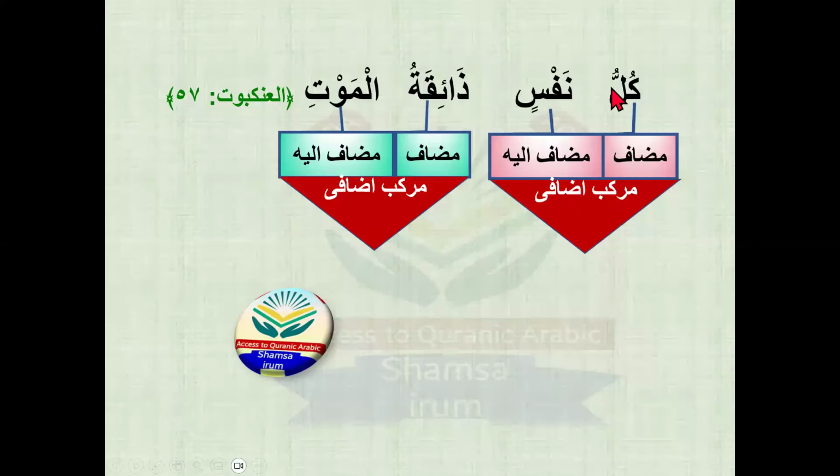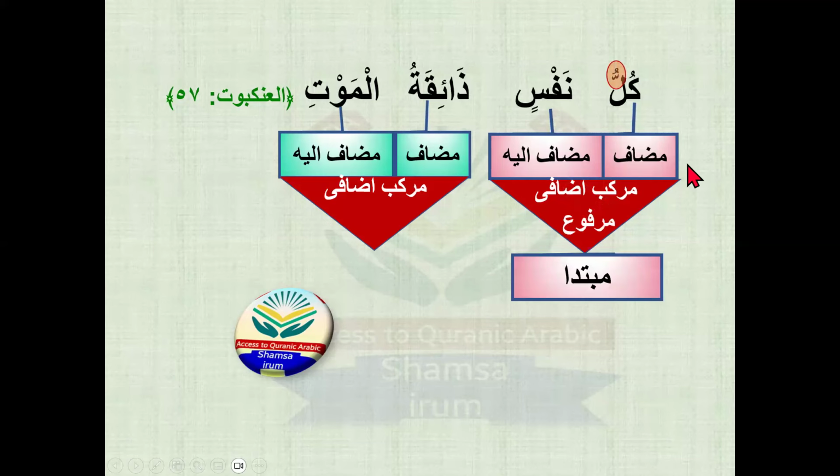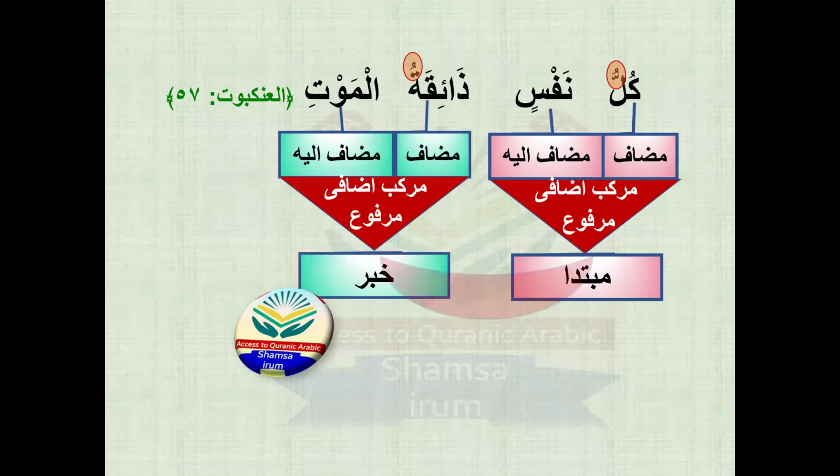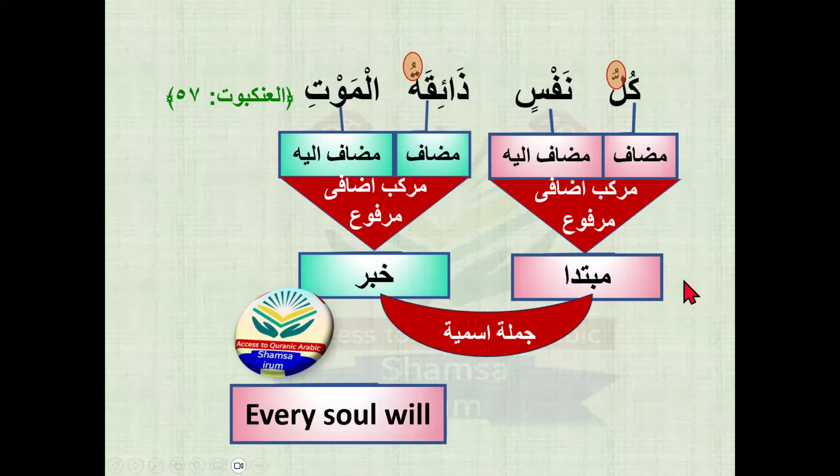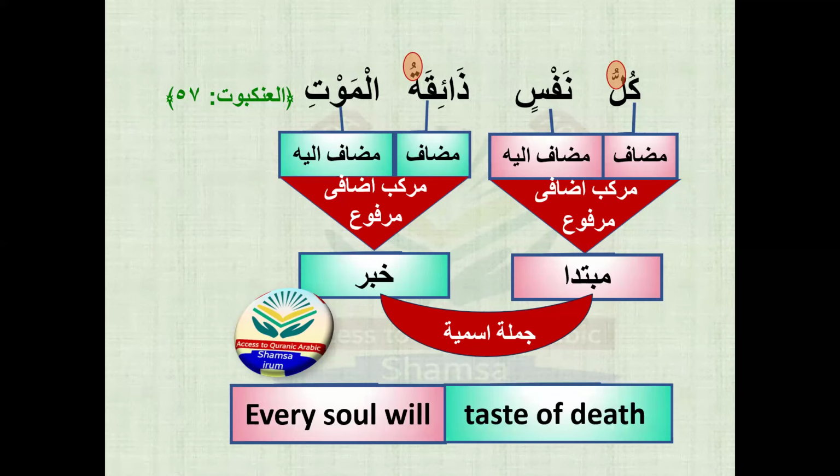So the first Murakab Izafi is Kullu Nafsin. If I ask you the i'rab for this Murakab Izafi, I hope you will check that Kullu, the mudaf, is marfu. And why is it marfu? Because it's at the place of the mubtada. And dha'iqatu is also marfu because it is at the place of the khabar. So mubtada and khabar make jumla ismiya. Look, there are only two parts of the jumla ismiya, mubtada and khabar. And the mubtada is a murakab izafi, and the khabar is also a murakab izafi. That's the beauty of this ayah, that both parts are murakab izafi. The translation is, every soul will taste of death.